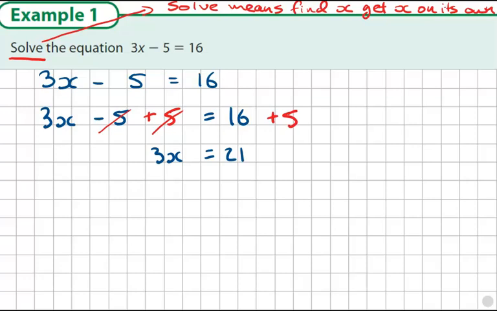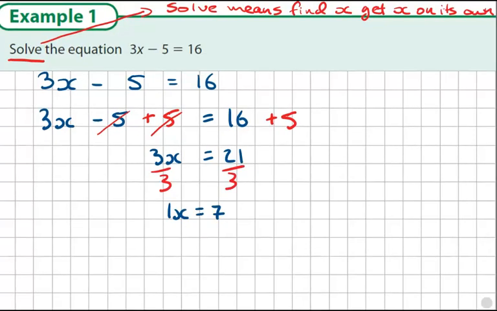Again, we're going to divide both sides by 3. And 3 divided by 3 again is 1. So we have 1x is equal to 7. So again, x is equal to 7. I'm not going to do the check again because it's the exact same method.